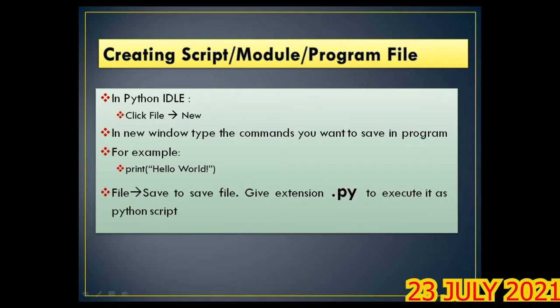Now, creating a script: script, module, program, file, all are the same. How to create a script now? In Python IDLE, click New. Type the commands you want to save in a program, for example, print hello world. Save the file. Give the extension .py to execute it as a Python script. So here: click File, New, type a command line, save it with the extension .py and execute it.